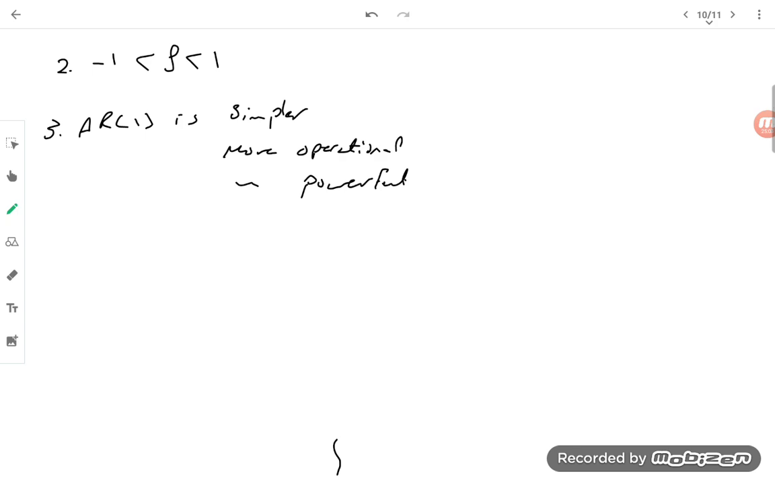Next time, we are going to talk about the decision regarding Durbin-Watson, and based on the value of Durbin-Watson, how we can determine whether we have a problem of autocorrelation or not, and what are the possible solutions for this problem.